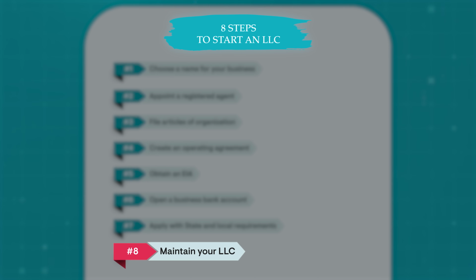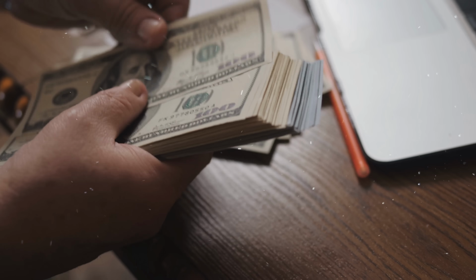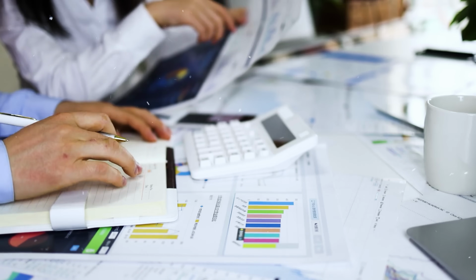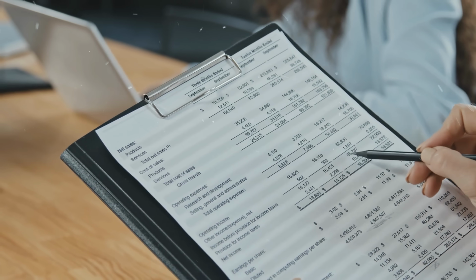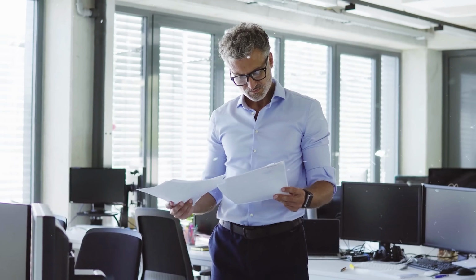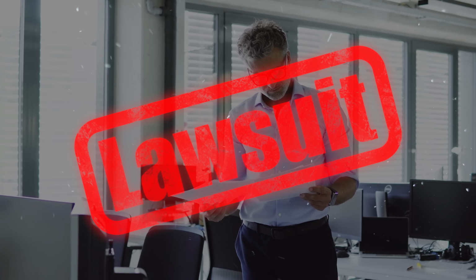Step 8 is to maintain your LLC. Once your LLC is up and running, there are ongoing requirements to keep it in good standing. This may include filing annual reports, paying state fees, and keeping accurate records of all your business transactions. Staying on top of these requirements ensures your LLC remains compliant and avoids penalties.